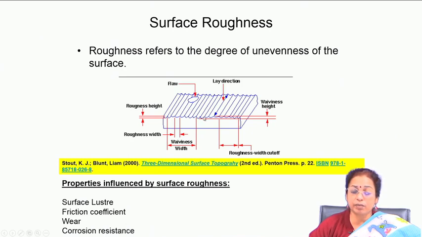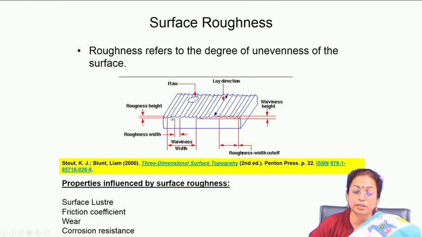The unevenness may be categorized into different terms based on the scale at which you are observing, like surface roughness, surface waviness, lay, surface width cutoff, waviness height. So, these are the different terms which are actually employed to define the surface roughness. So, surface roughness is very fine.